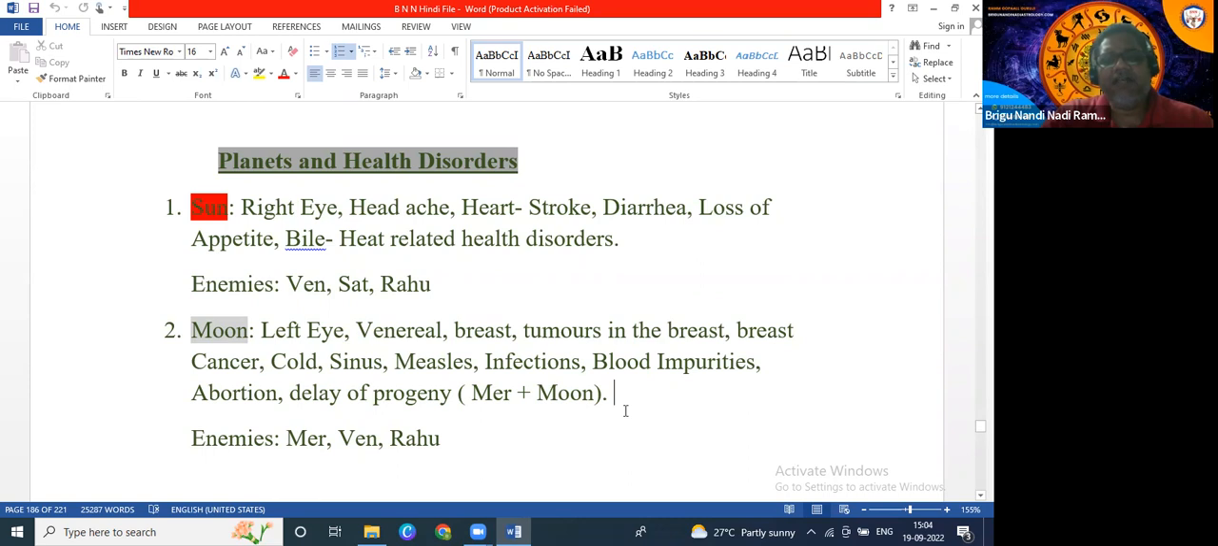So our formula is the same: 1, 5, 9, 3, 7, 11 from Moon. Suppose Mercury, Venus, Rahu are in 1, 5, 9, 3, 7, 11, the native will have these health problems.